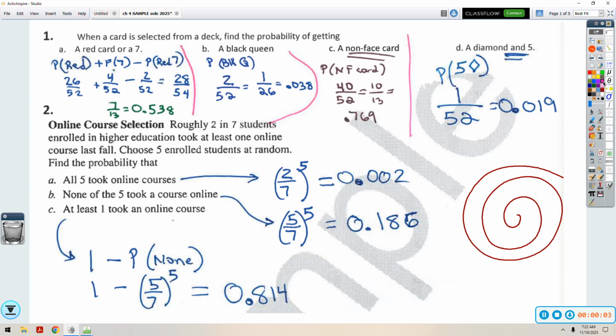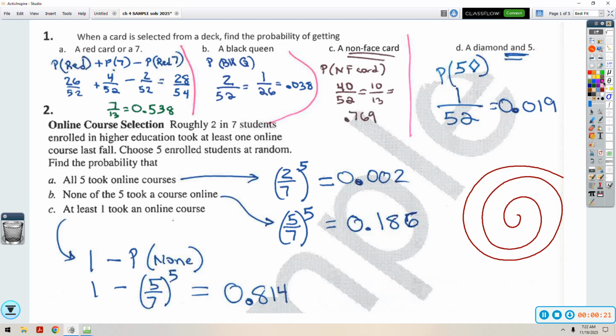Hello, I just wanted to do a rundown on how to do each one of these problems for the sample that you had last night. You can read as well as I can, so I'm going to try to hit some of the highlights. Things like number 1A, the probability of a red card or a 7.